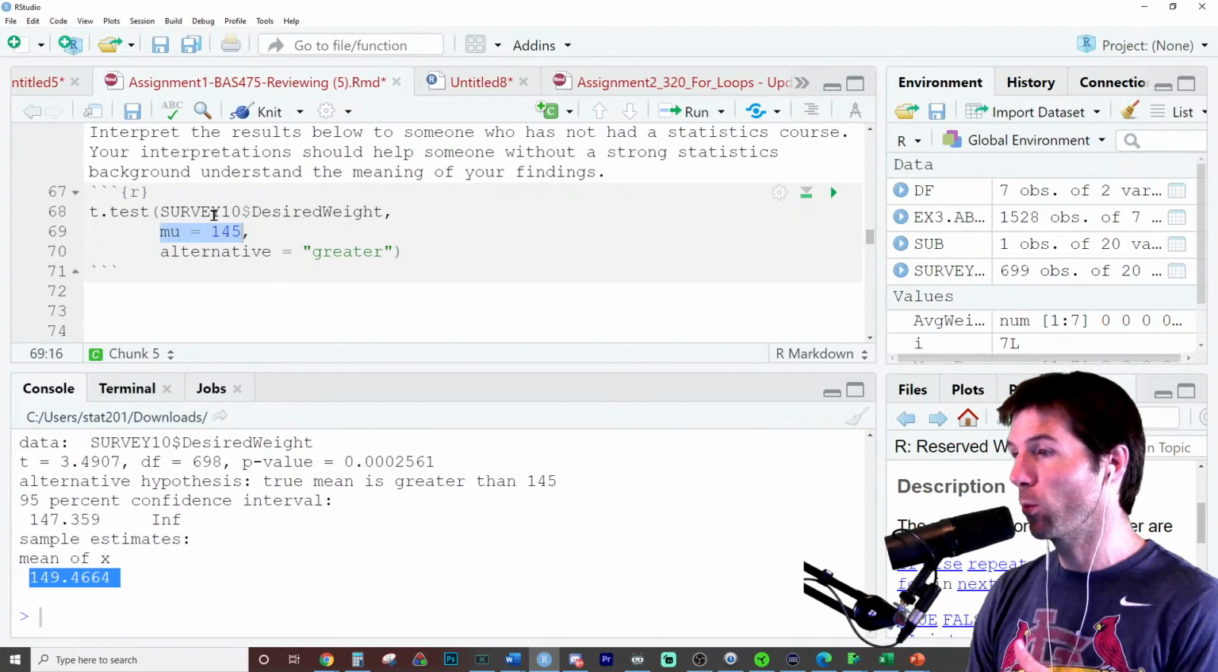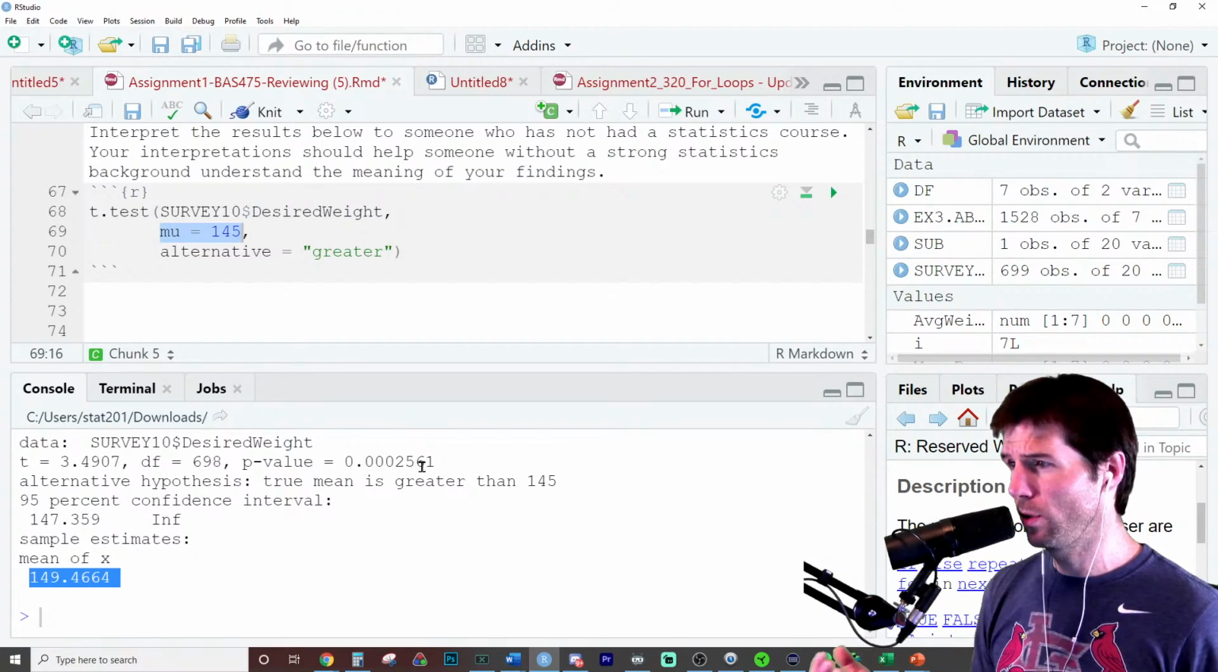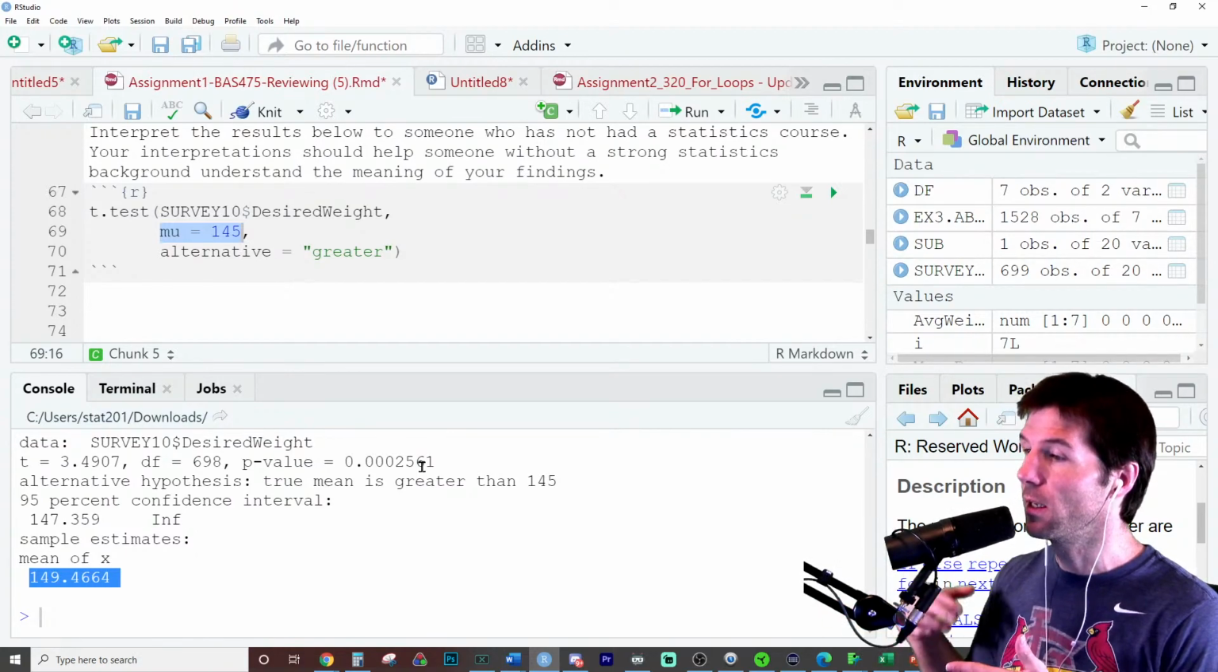It's unlikely that 145 is the truth, because if 145 is the truth, we would only observe a result as or more extreme than this about 2 out of 100,000 times. Very, very unlikely to observe what we did down here, given the null is true.